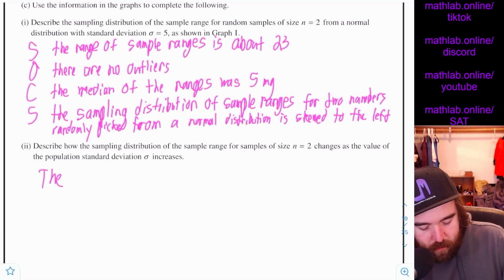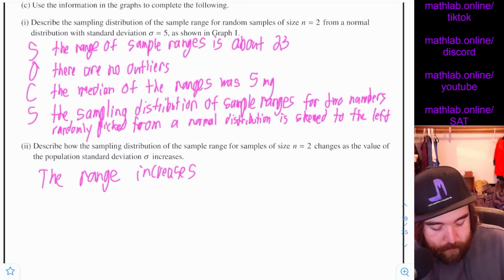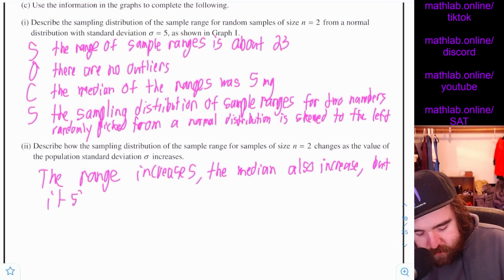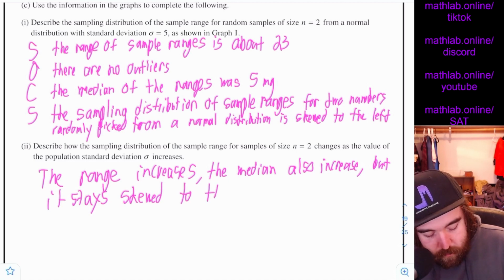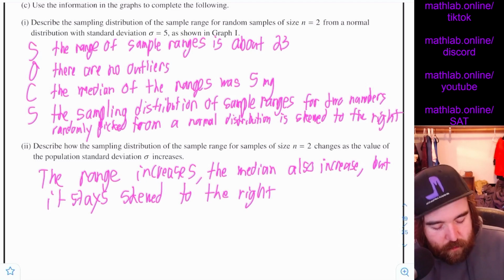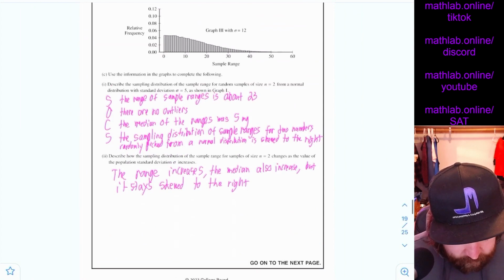So the range increases. The median also increases. But it stays skewed to the right, which is actually what I should have set up here. I get my rights and lefts confused. When I picture the political right, I always picture him on the left. Yeah, it stays skewed to the right, always.